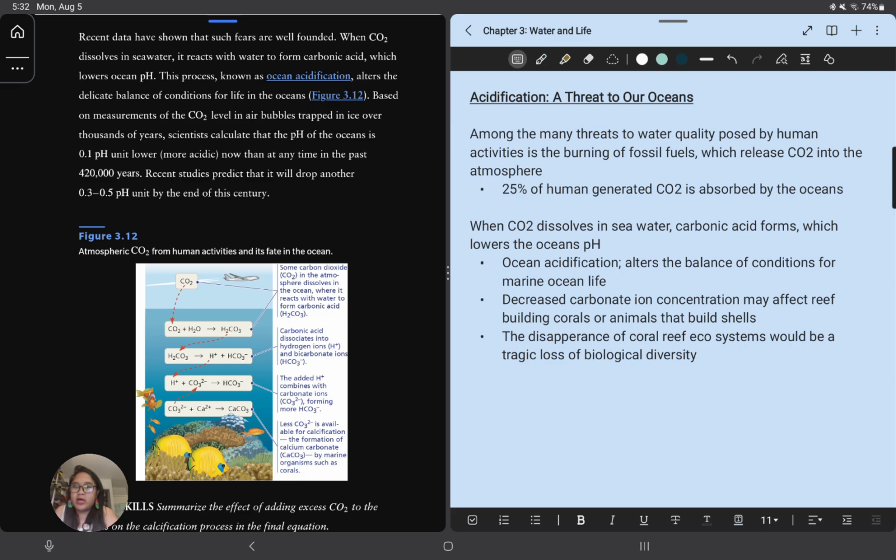Based on measurements of carbon dioxide levels in air bubbles trapped in the ice over thousands of years, scientists calculate that the pH of the oceans is 0.1 pH unit lower, more acidic now than at any time in the past 420,000 years. Recent studies predict that it will drop another 0.3 or 0.5 pH unit by the end of the century. That's huge.